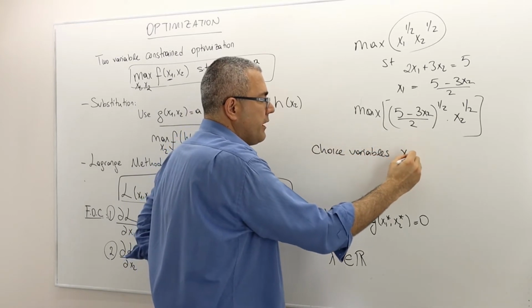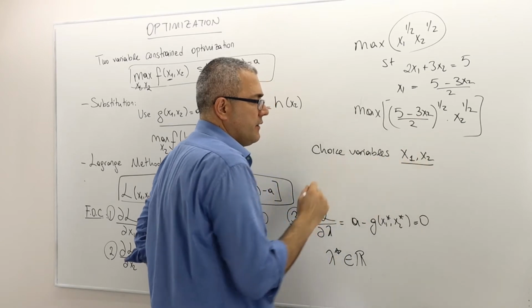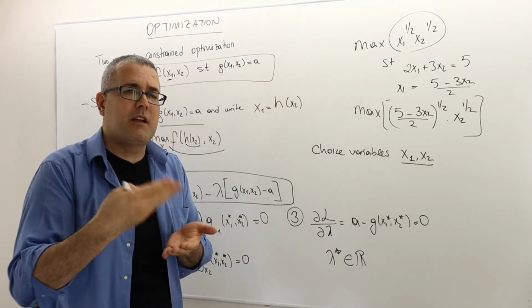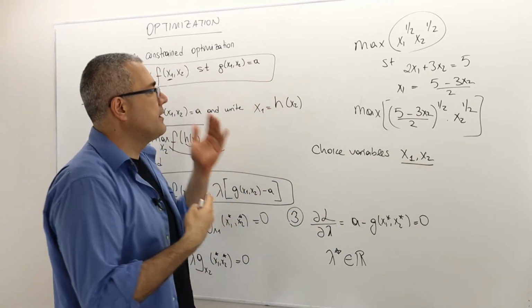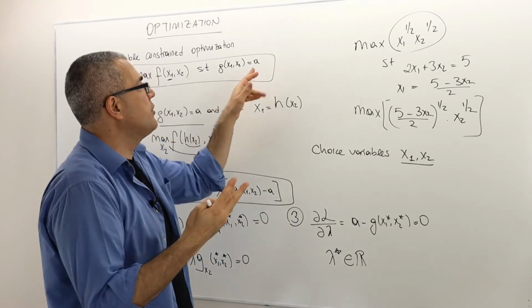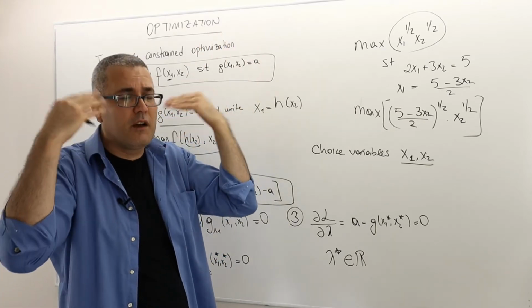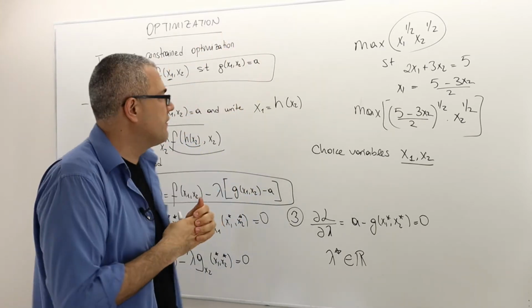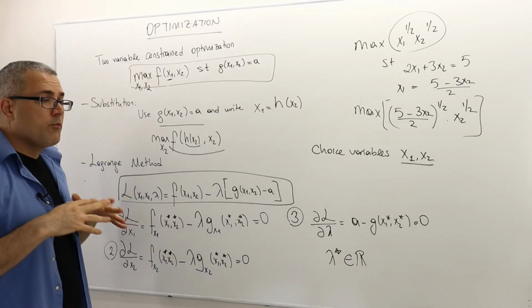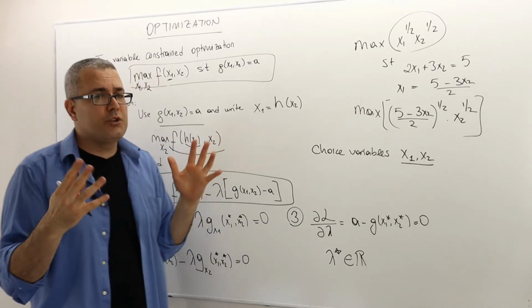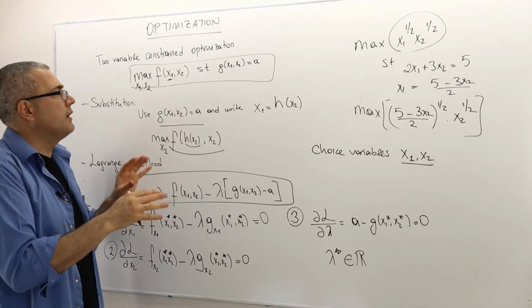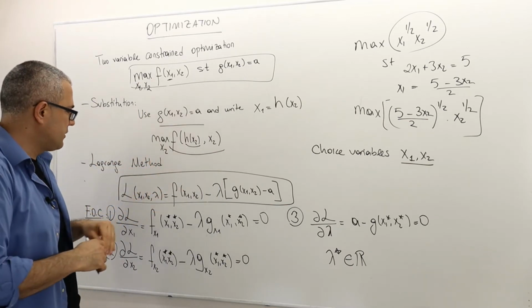Normally, my choice variables are x1 and x2. I maximize my function by choosing x1 and x2. I can't choose A, I can't choose f, the functional form, or the g function. In a more complicated environment, you could choose them, but here, no, you can't. There's only x1 and x2 that you can choose.